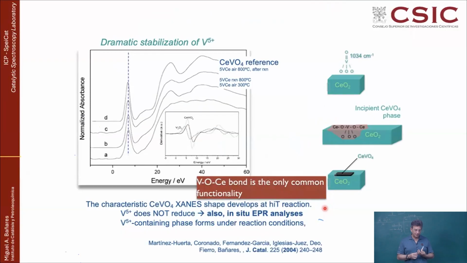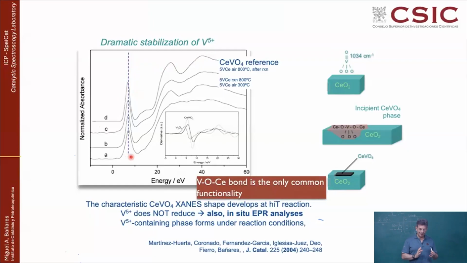These are the synchrotron measurements of vanadium oxide on ceria. And here you have the catalyst in air at 300, at reaction at 300, in air at 800, and the reference bulk cerium vanadate. The first thing that you see is that the first shell of vanadium on ceria looks very much like the first shell of cerium vanadate. So the environment of vanadium already on ceria, even if you don't see cerium vanadate, looks very much the same. So this is telling you, okay, structurally, they already look very much alike.